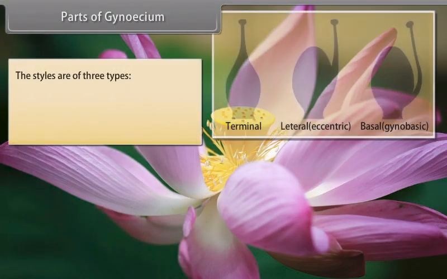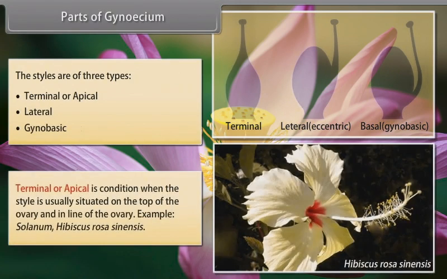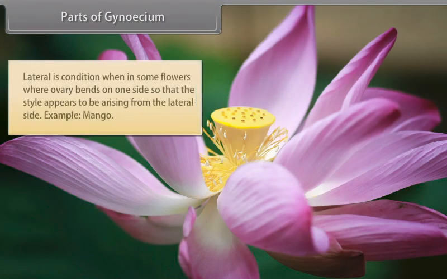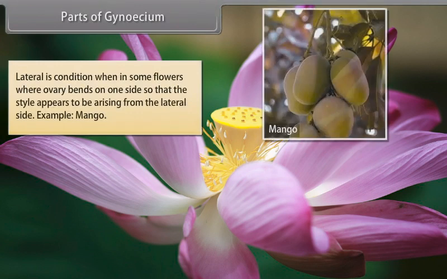The styles are of three types: terminal or apical, lateral, gynobasic. Terminal or apical is the condition when the style is usually situated on the top of the ovary and in line of the ovary. Example: Solanum, Hibiscus rosa-sinensis. Lateral is the condition in some flowers where the ovary bends on one side so that the style appears to be arising from the lateral side.